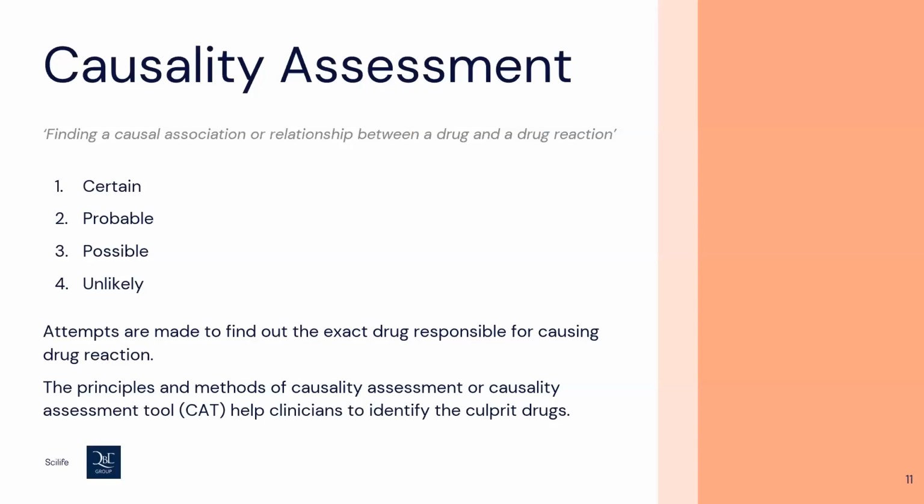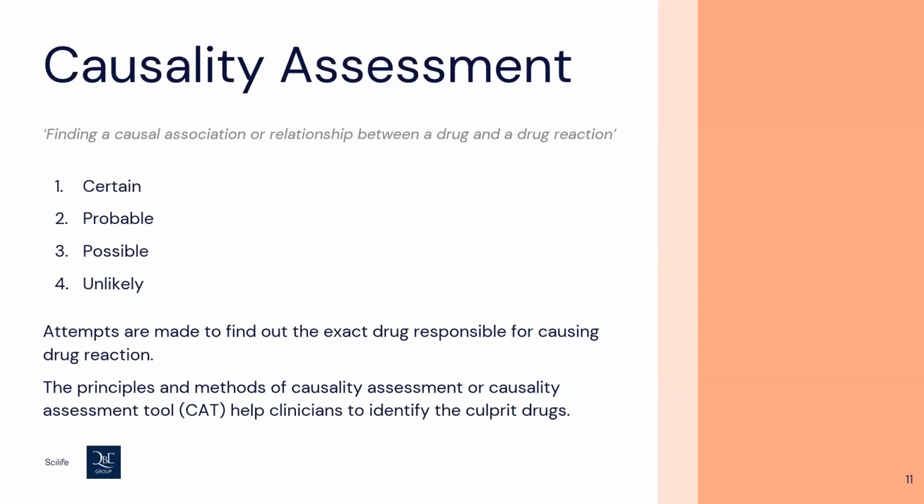Once we have concluded that the event occurred is a serious adverse effect, we need to figure out the causality. A causality assessment essentially means finding a causal association or relationship between a drug and a drug reaction. It is an evaluation of the likelihood that a particular treatment is the cause of an observed adverse event. This is a crucial and challenging part of pharmacovigilance, in which attempts are made to find out the exact drug responsible for causing the drug reaction.